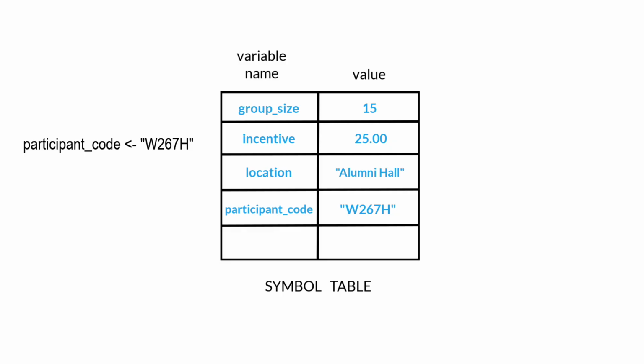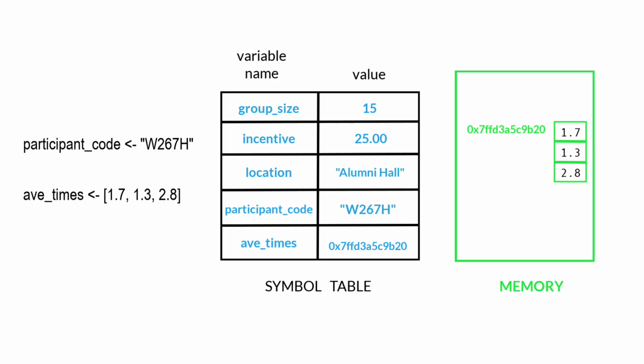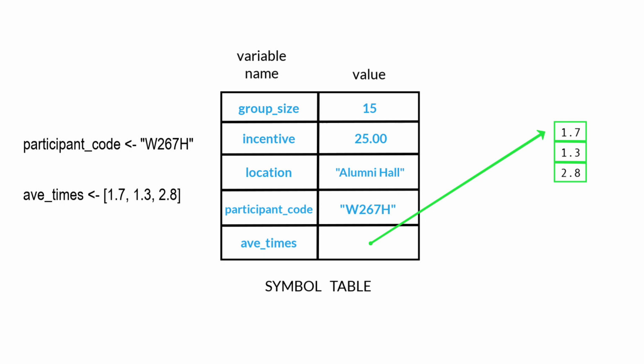However, sequence structures contain multiple values, and those values are not held in the symbol table itself. Instead, the symbol table holds a reference to the first element of the structure, which is the value of the address in memory where the first element is stored. Since that value is a memory address, the location of the variable's values is represented visually as an arrow, pointing to the first element of the structure.